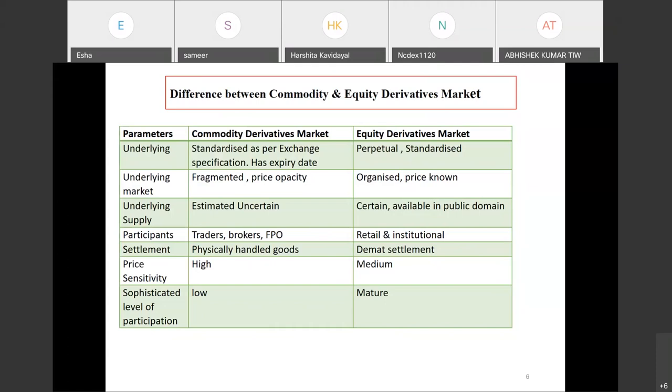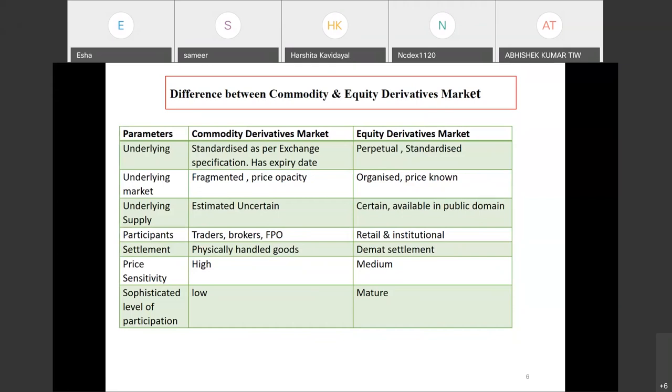In the equity derivatives market, it is organized and of national reach, and the price is known. Everybody knows the price: what is the Reliance share, what is the Tata share or Birla share or Asian Paint share and Hindustan Petrochemical, whatever it is, with all companies, everybody knows the share price.